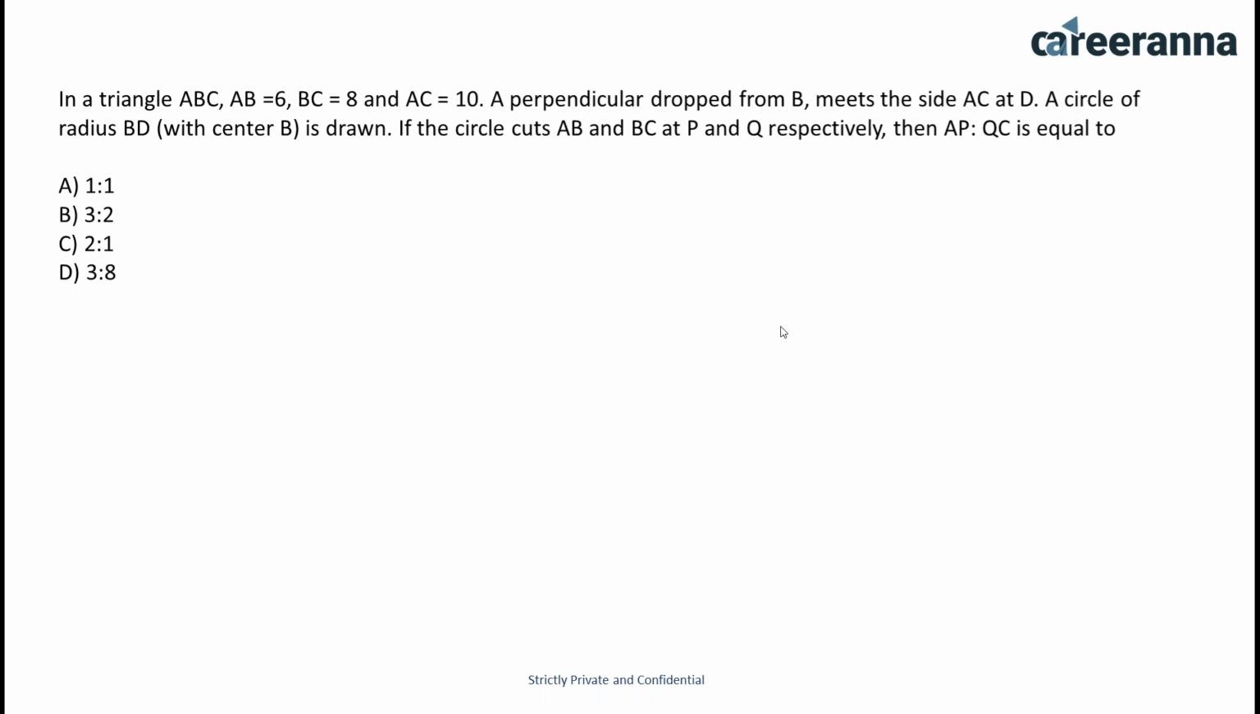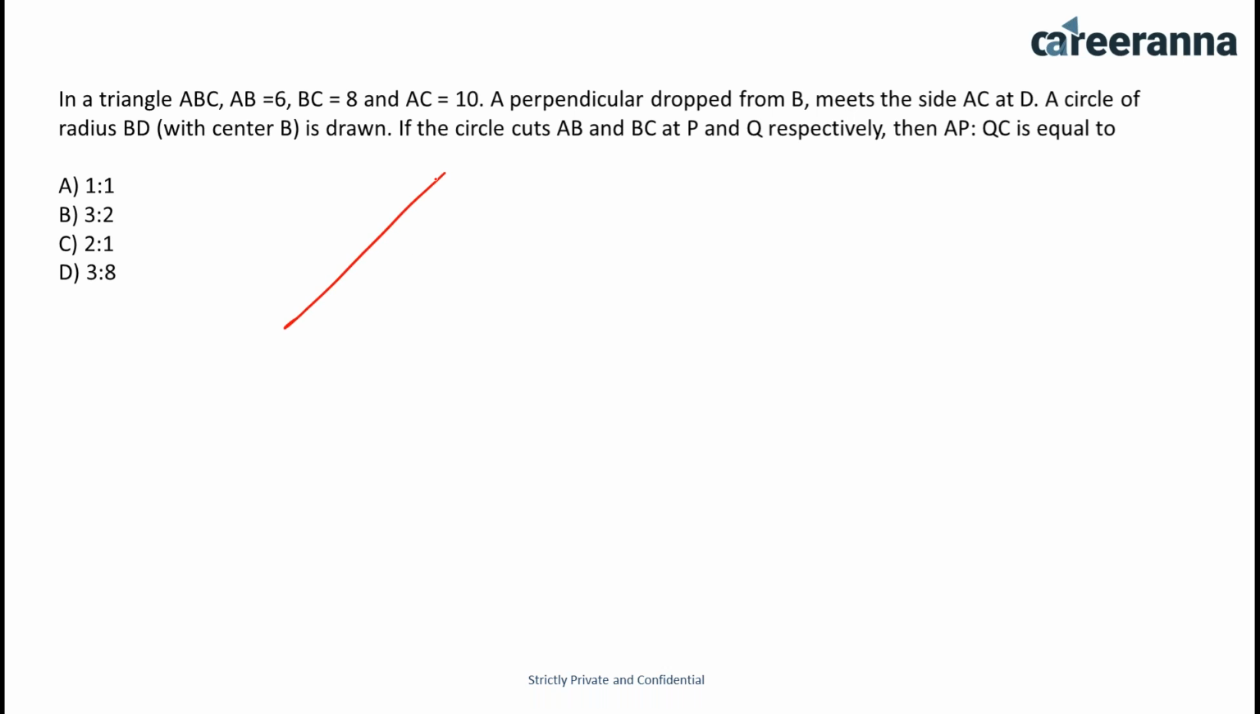In a triangle ABC, AB is 6, BC is 8, and AC is 10. A perpendicular drop from B meets the side AC at D. A circle of radius BD with the center B is drawn. If the circle cuts AB and BC at points P and Q respectively, then AP is to QC. Okay, for this question you have to draw the figure.